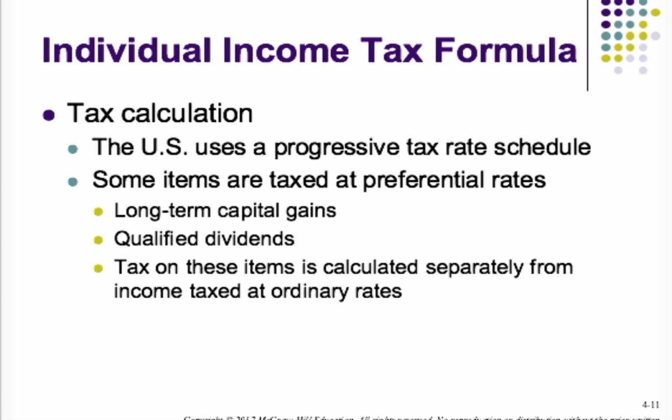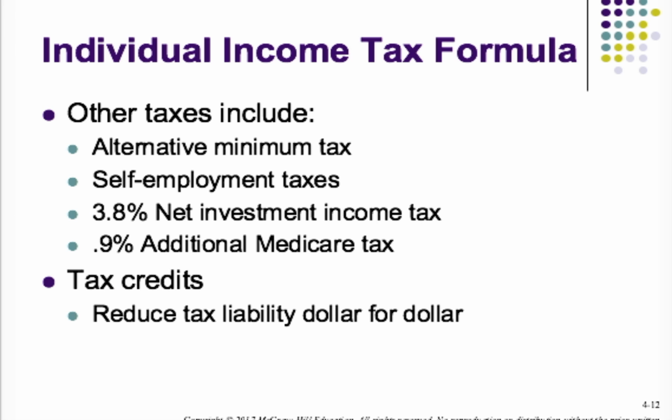We talked a bit already about what it means to have a progressive tax rate schedule. It means as taxable income goes up, tax rates also go up. Generally, items that are taxed at preferential rates, and we already talked about this a little as well, are set up that way as a way to use the tax system to either encourage or discourage behavior. We'll spend more time individually on each of these other taxes listed, and specifically on the use of tax credits later in the chapter and in the semester.